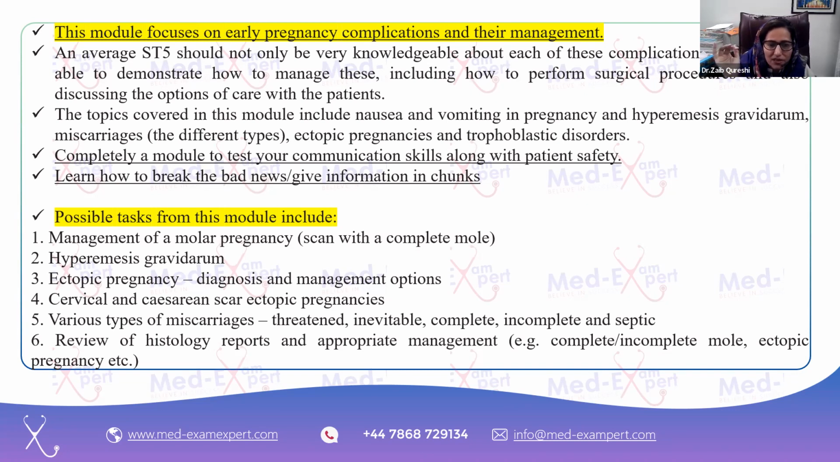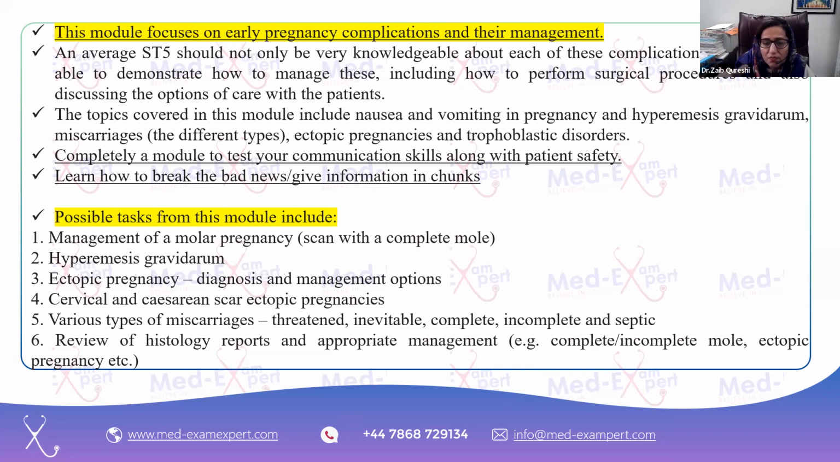The possible tasks, like I have told you, are management of miscarriages, management of molar pregnancy, management of hyperemesis gravidarum, and management of ectopic pregnancy. The management is quite vast. There are also cervical and cesarean scar ectopic, very rare possibilities of ectopic pregnancies, and various types of miscarriages: threatened, inevitable, complete, incomplete, septic, as well as recurrent.